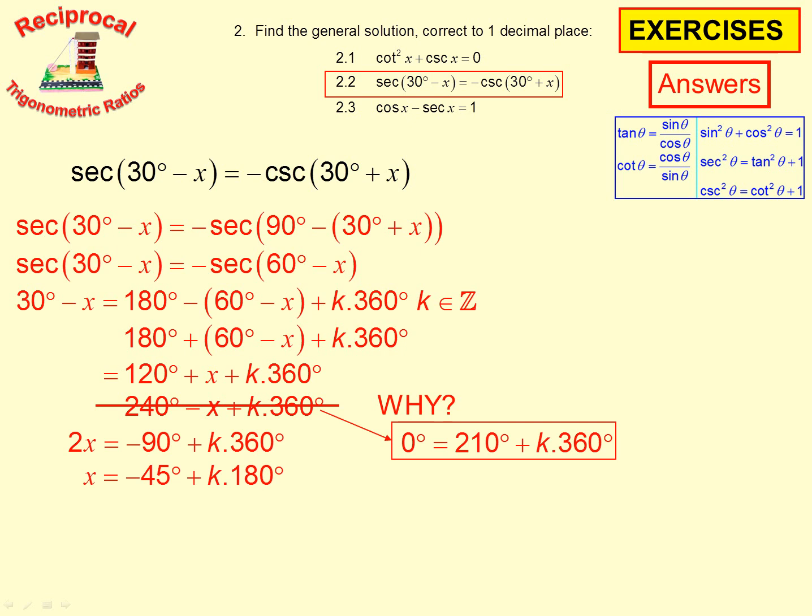So therefore, I'm going to take this x to that side, give me 2x, 120 to that side, give me negative 90. I can take the k360 across, give me negative k360, but k is an integer, so therefore I'm going to leave it as plus k360. Divide through by 2: x equals negative 45 plus k180. And 135 plus k180 is fine. All I've done is added on a 1 k180 if you prefer.